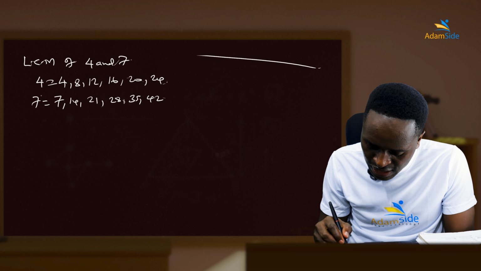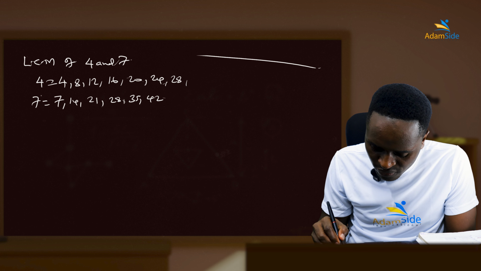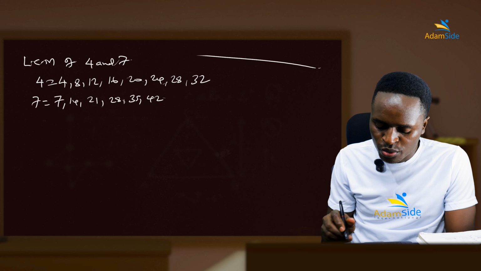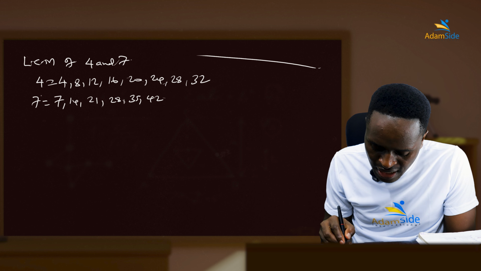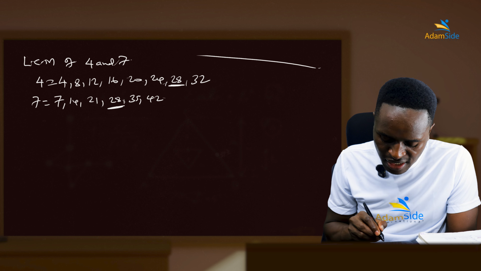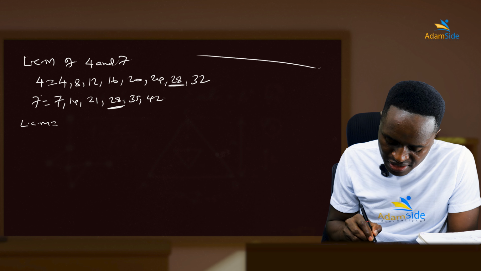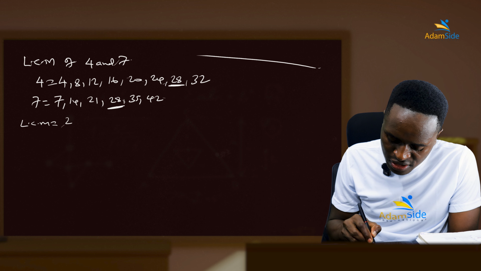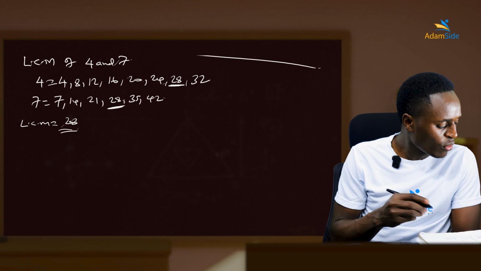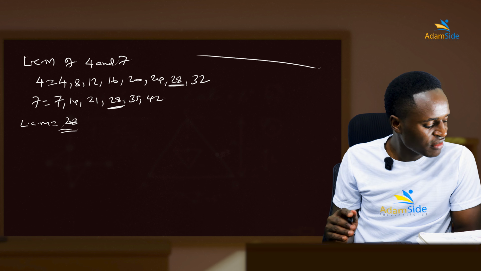Let's continue. 4 times 7, 28. 4 times 8, 32. So up to here, in 4 we have 28, and in 7 we have 28. Therefore, the LCM, the least common multiple between the two numbers, is 28. So 28 is the common multiple between 4 and 7. That's it. And you can be given a lot of numbers.